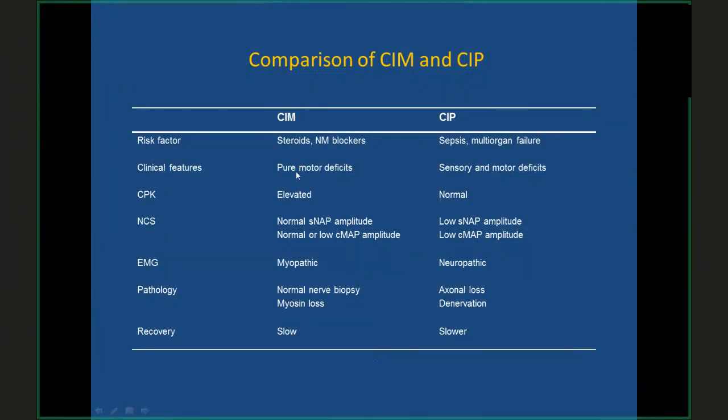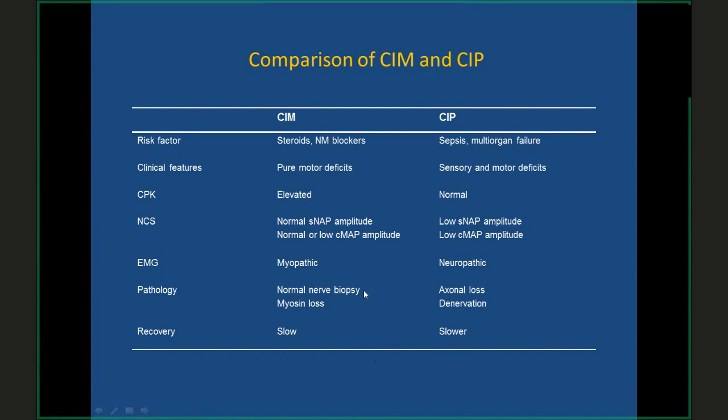In CIM, of course, the patient has a pure motor deficit, pure muscle weakness. But in CIP, the patient has sensory loss. CK may be elevated in 50% of cases, but it's usually normal in CIP. The nerve conduction study is relatively normal in CIM, and shows axonal loss in CIP. Needle EMG shows myopathic changes here and neuropathic changes in CIP.